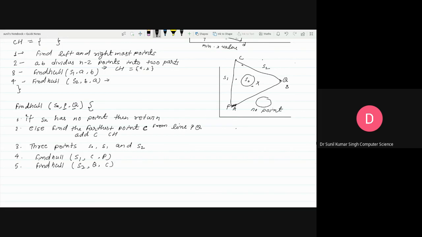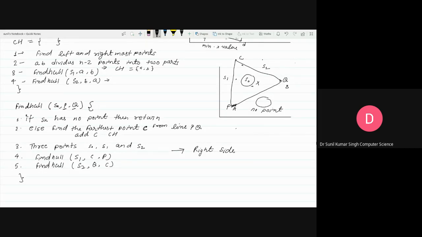Because S2 will be on the right side of QC. Otherwise, we can write CQ also. If you are going to use the left convention, then it will be CQ. And in case of right convention, it is QC. So in the whole quick hull algorithm, we are going to choose the point on the right side. So that's why it is written S1 CP and S2 QC. And these steps will repeat till SK has no point.